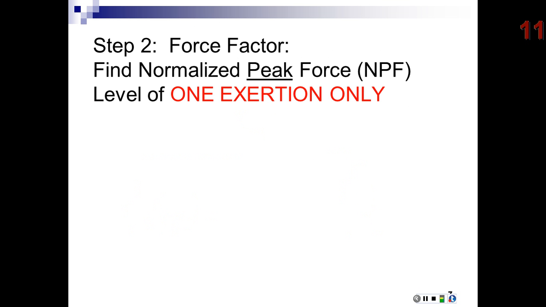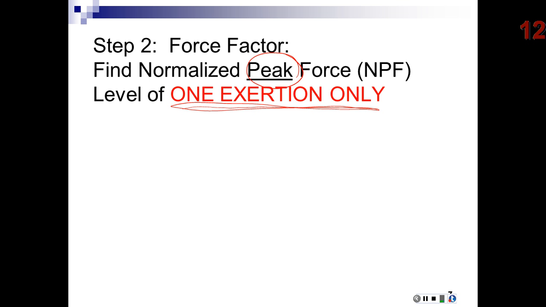On step 2, you're going to be looking at the force factor, and for this one you want to find the normalized peak force level of one exertion only. I've put that in red because this is a very common mistake that people make. You're only looking at one exertion, so one exertion. And you're looking at a peak force, so the peak force of one exertion. This will be a regular normal exertion. So a common exertion, it's not the most they ever produce. It is a normal part of the job.